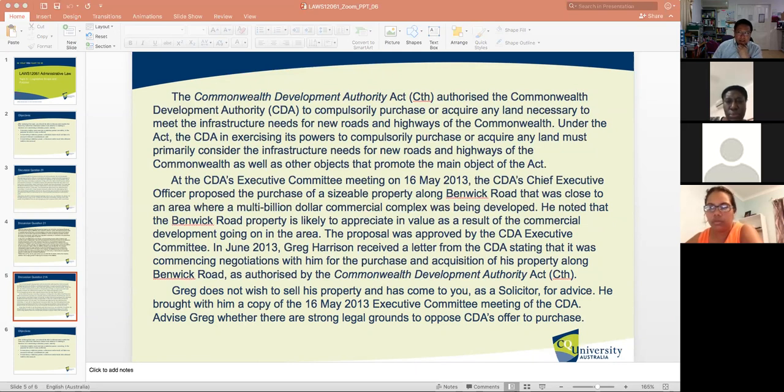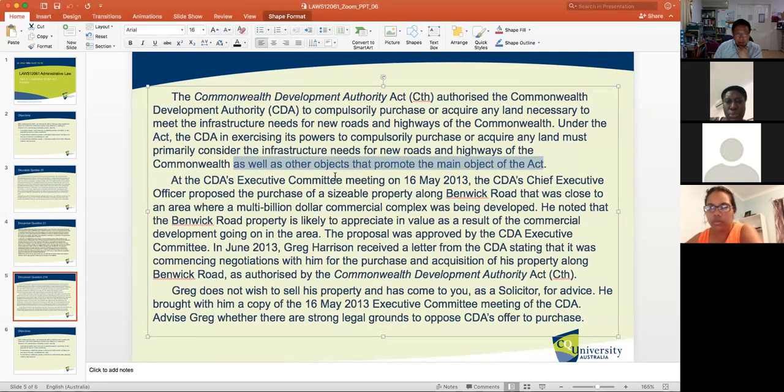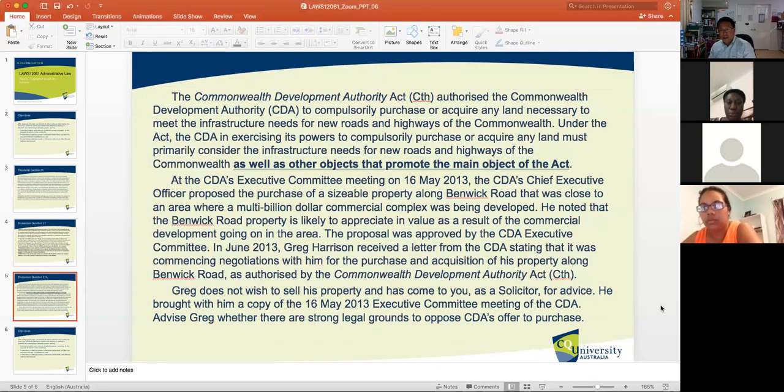Thank you, Edward. Let me just point out that what has changed here in the facts is that under the Act, it now provides that the CDA, in exercising its powers, must primarily consider the infrastructure needs for new roads and highways of the Commonwealth, as well as other objects that promote the main object of the Act. So that is now the change in the law. So that is what has changed in the factual scenario. If you were to be the solicitor for Greg, what would you advise him?